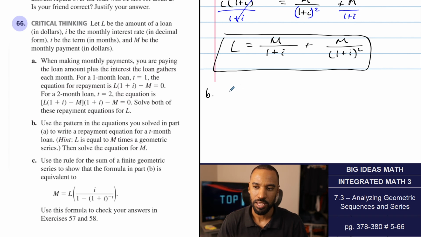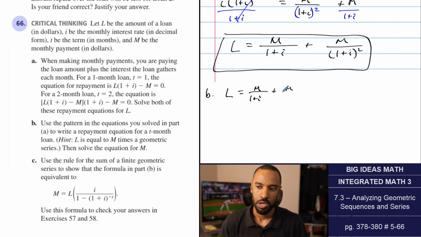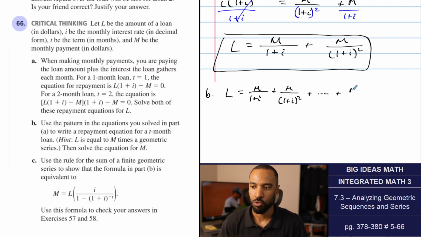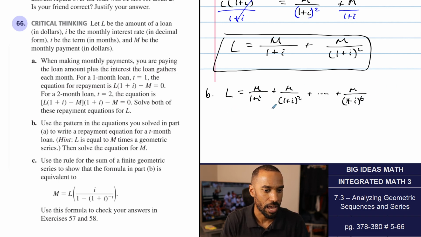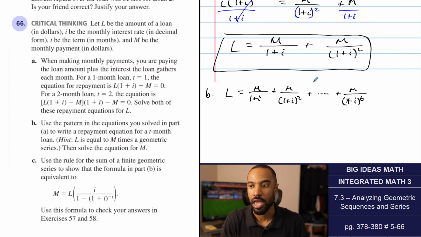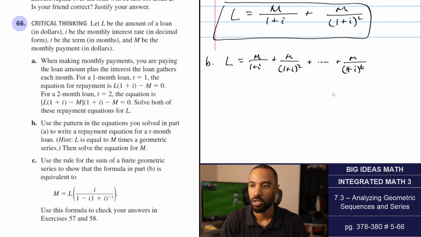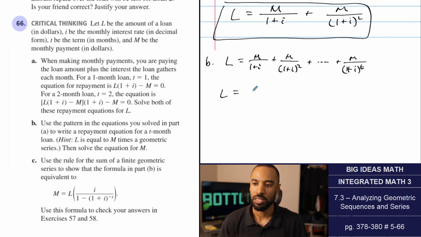So for Part B, we could say L, I don't know if it's L sub T or whatever, but you take all this stuff, this plus this to the second power, because this was a 2-month loan, right? So for T months, this would be 1 plus I to the T power there, but it's the sum of all of them. They said, hint, L is equal to m times the geometric series. Oh, that's right, m can factor out. Okay, so L equals m times the geometric series.